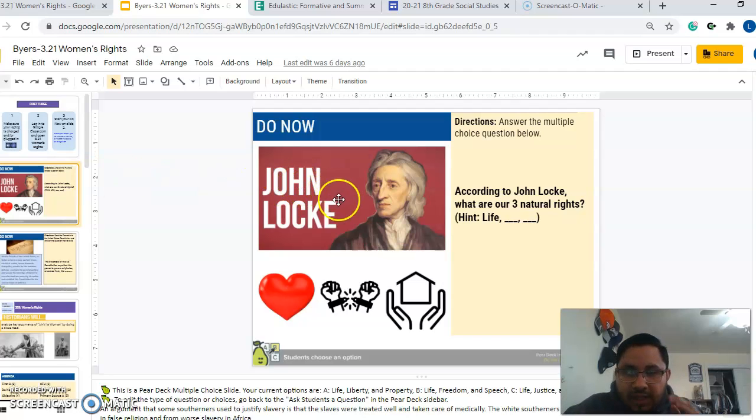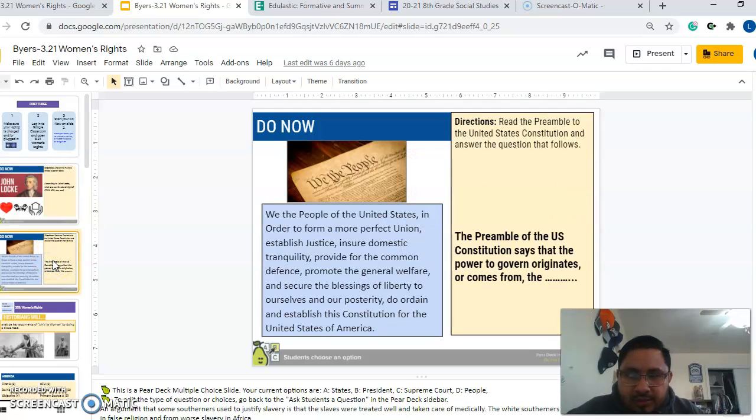So think about John Locke and what are some of the natural rights that he says that people have. I'm giving you a hint: life, and try to identify the other three natural rights. If you can't identify them, just try to Google it. It's all good. And then please read the intro to the preamble of the Constitution.